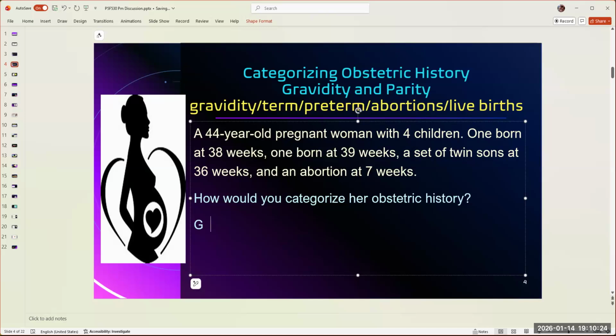A 44-year-old pregnant woman with 4 children, one born at 38 weeks, one at 39 weeks, and a set of twins at 36 weeks and an abortion at 7 weeks.